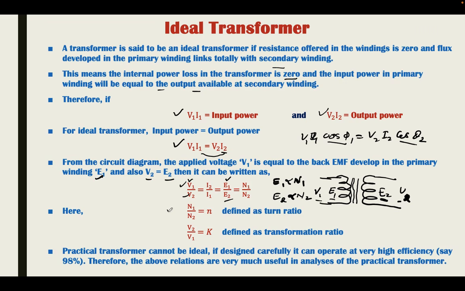Here N1 by N2 is defined as the turn ratio of the transformer, whereas V2 by V1 is defined as the transformation ratio of the transformer. Transformation ratio here means the concept of the transformer changing the level of voltage. An ideal transformer can have a very high efficiency, let's say 98%. A practical transformer cannot be ideal, but there will be some losses, and we'll consider them at later stages.